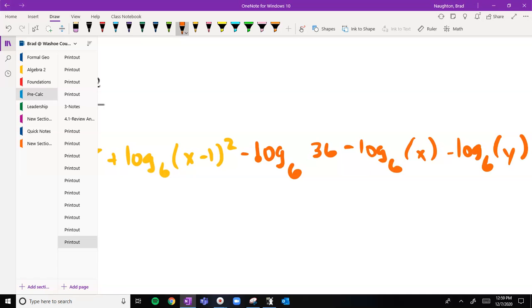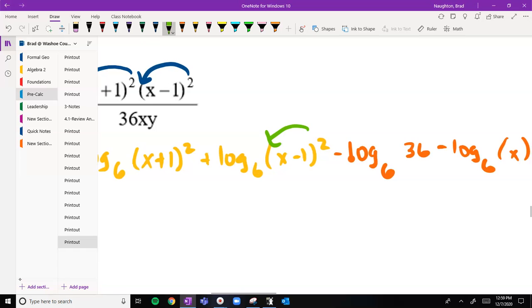Alrighty, so everything is pretty well started with our expansion. The 2s obviously are going to go in front here.